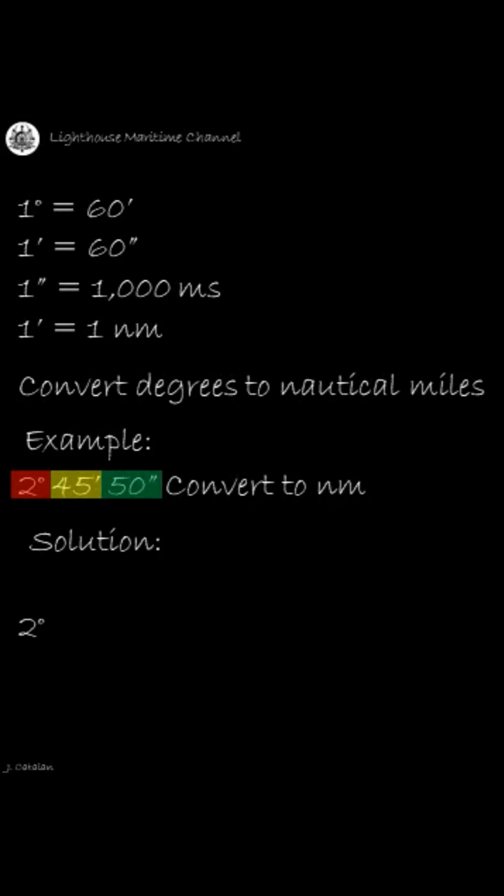Solution: 2 degrees multiplied by 60 minutes over 1 degree. Cross out the degree unit, and the remaining unit is minutes. The result is 120 minutes, or 120 nautical miles. 45 minutes multiplied by 1 nautical mile over 1 minute. Cross out the unit minute, and the remaining unit is nautical mile. The result is 45 nautical miles.